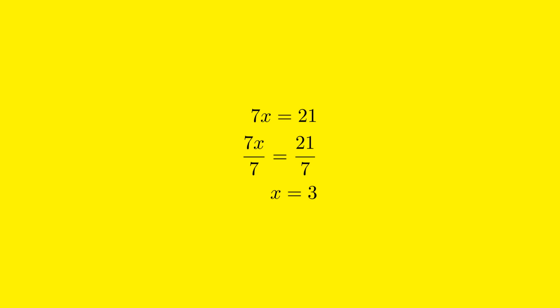By dividing both sides by 7, we now have 7x divided by 7 equals 21 divided by 7. On the left side of the equation, 7 divided by 7 cancels out, which leaves us with just x. On the right side of the equation, 21 divided by 7 is equal to 3. So after this step, our equation is simplified to x equals 3. This is the final step. The value of the variable x is 3.